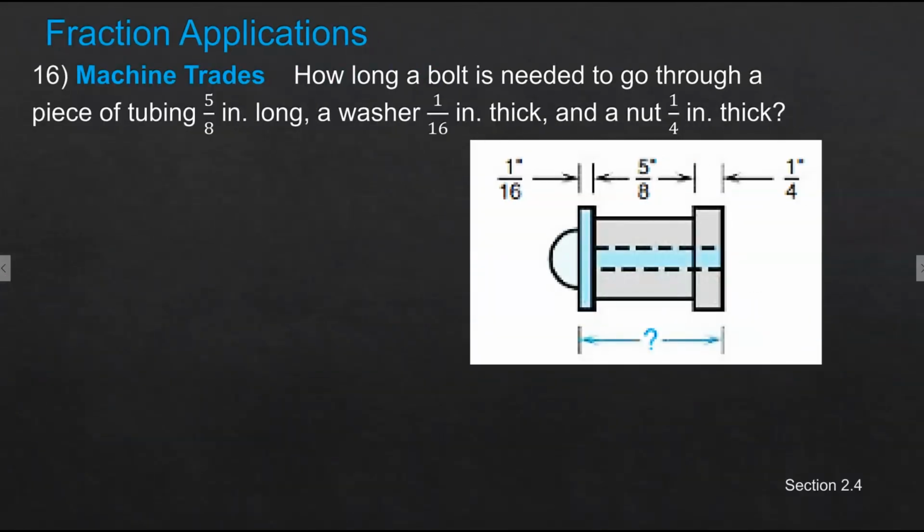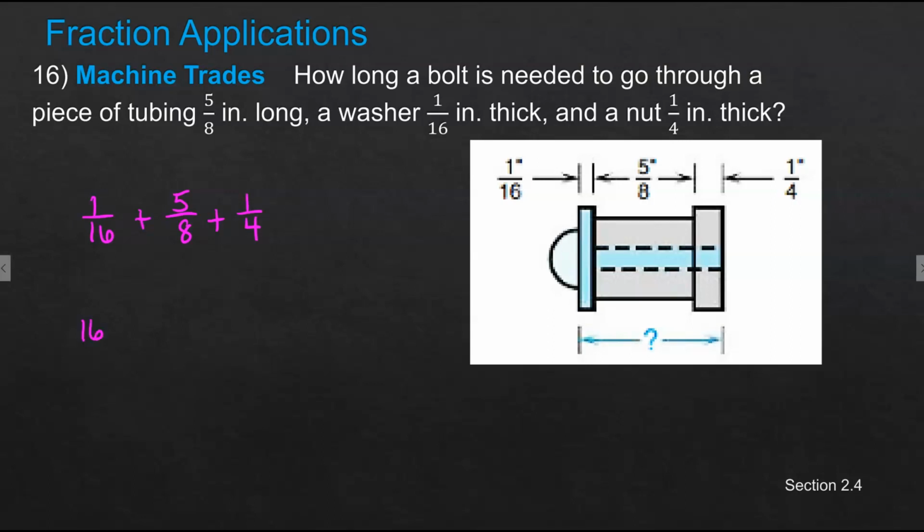All right, here's our next one. How long a bolt is needed to go through a piece of tubing that is 5/8 of an inch, a washer 1/16, and a nut that's 1/4. And there's nothing tricky on this one. You're just going to add them up, okay? So I am going to actually pause this for a minute and write this out because we're getting low on time and I only have 2 questions left. So one moment. All right, so I've got them written out.